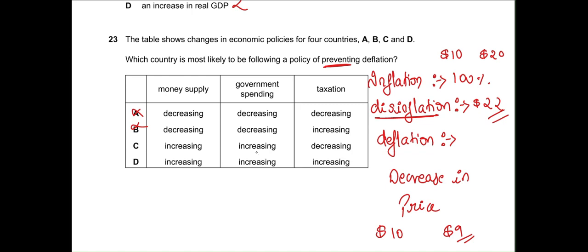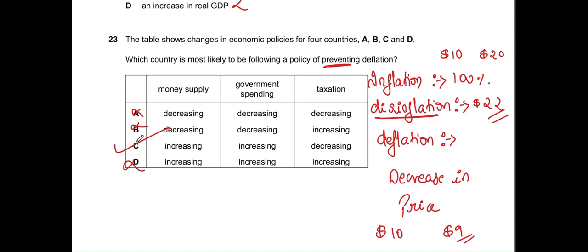Government spending should also increase, then only your demand will increase and price will increase. Taxation should decrease, taxation should not increase, because if taxation is increasing, it is decreasing your disposable income, which is further decreasing your demand. Hence C is the right answer. I hope you all understood this question. All right, so C is the correct answer for this one.